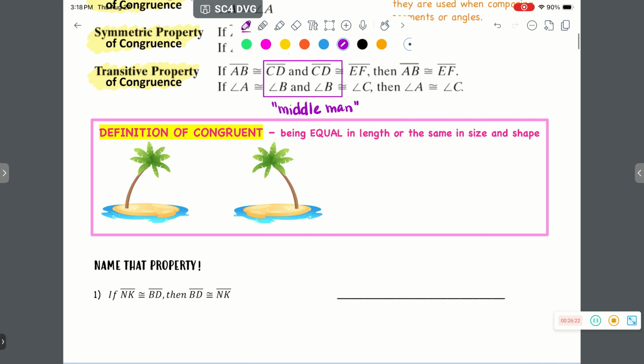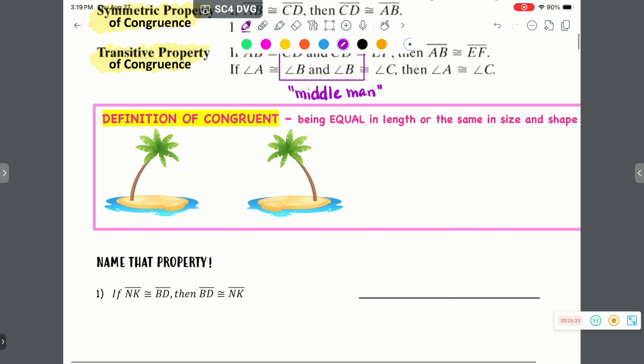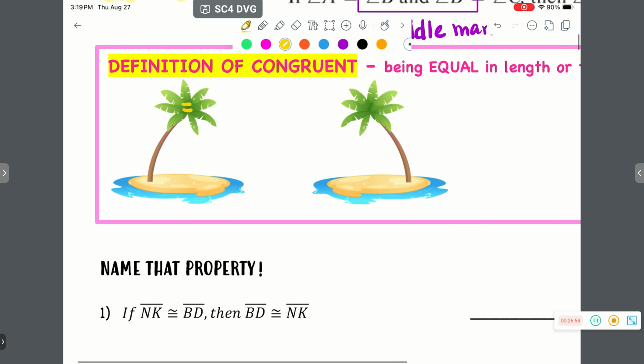All right. So you might be wondering why I have these two islands drawn on the next little pink box here underneath the definition of congruence. I need everyone to pay attention to this. This is super important. When you're doing a geometric proof, you're either going to be starting off in the land of equality or you're going to be starting off in the land of congruency. Hence my two islands. I'm going to put an equal sign there and a congruency sign here. This island is going to be, let's say, the land of equality.